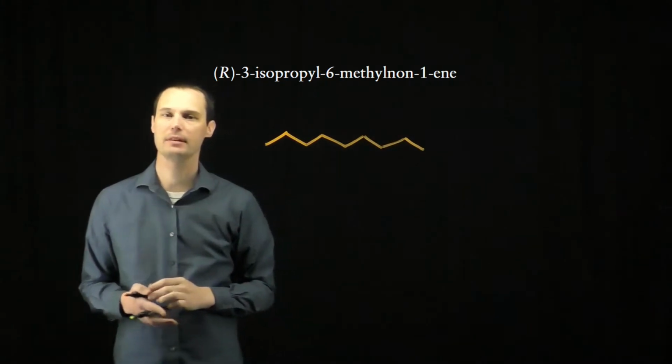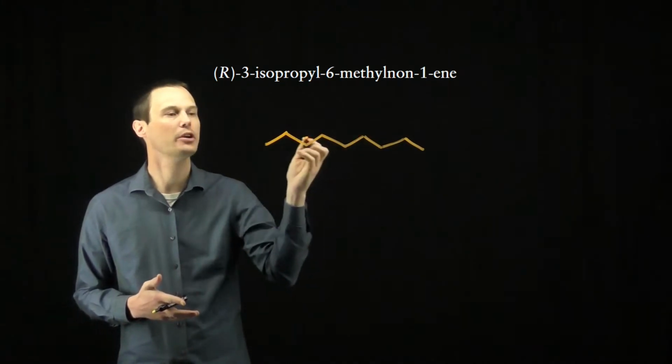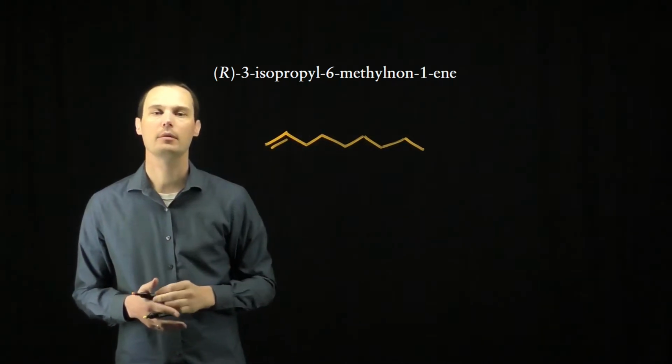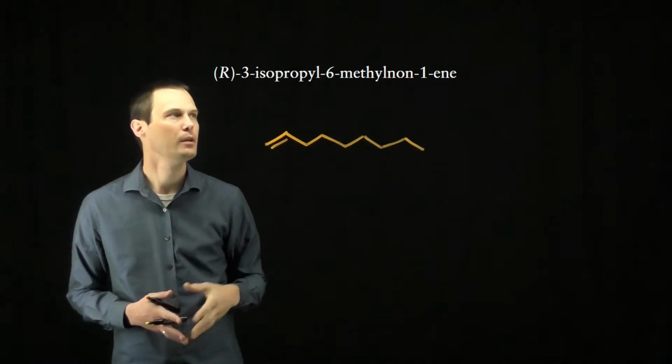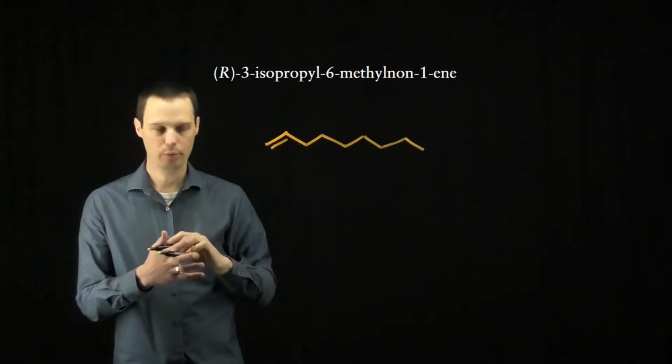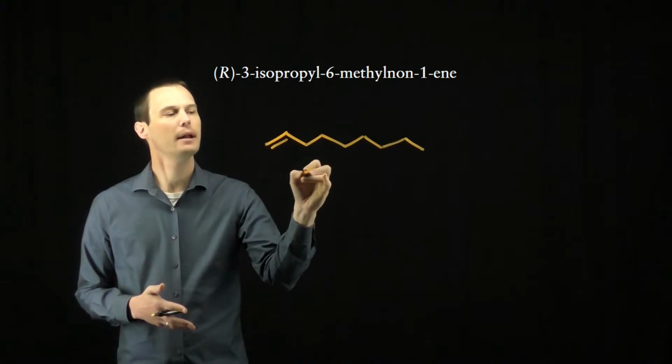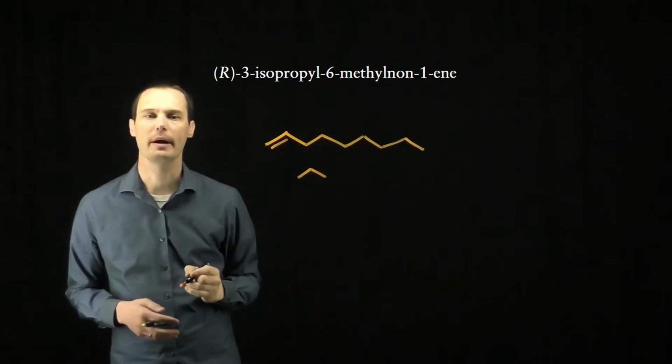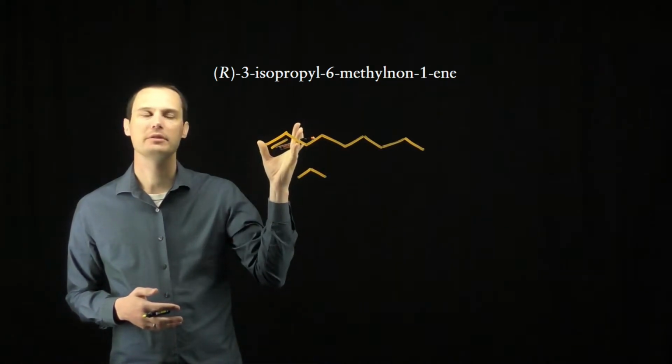My suffix ene means I have an alkene starting on carbon number 1. So between carbon number 1 and 2, I can draw an alkene. On carbon number 3, I have an isopropyl group. I'm going to sketch that in, but I'm not going to draw the bond yet. I'll tell you why in a second. And on carbon number 6, I have a methyl group.